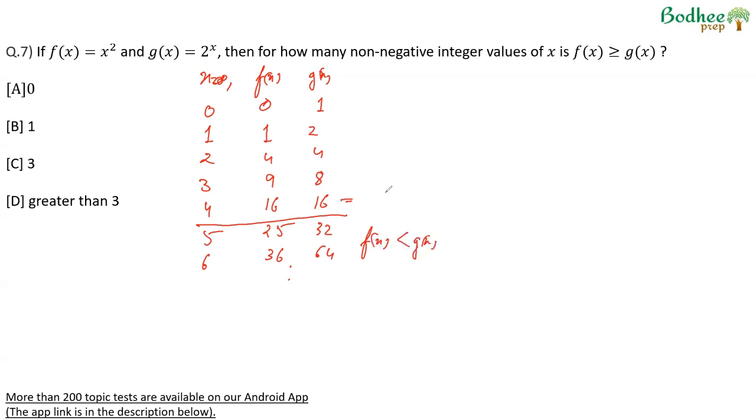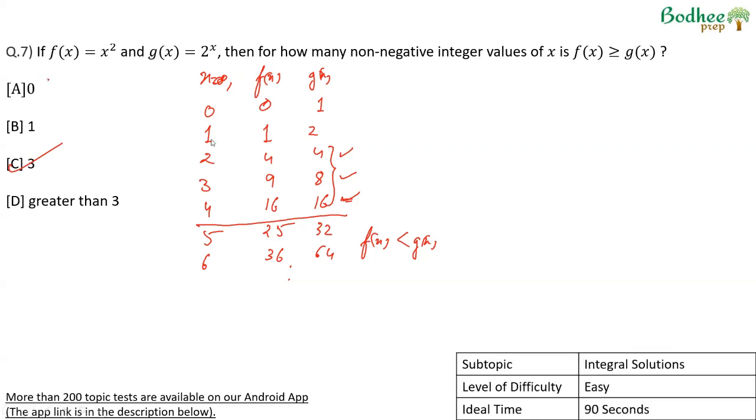Here f(x) and g(x) are equal. Here f(x) is greater than g(x). Here they are equal. f(x) is less than g(x), so there are 3 points where f(x) will be greater than or equal to g(x) for non-negative integers x. Again, just putting values and checking is all we had to do. 1.5 minutes should be good enough for this question.